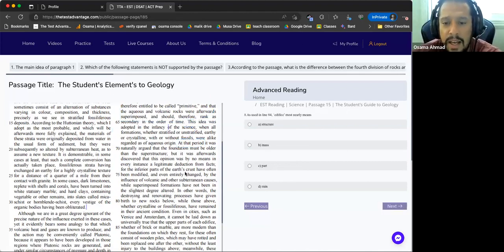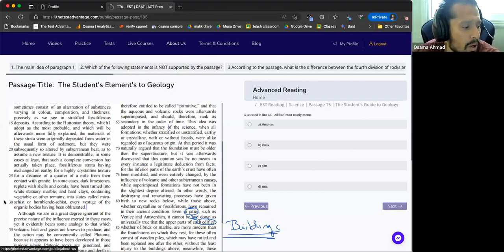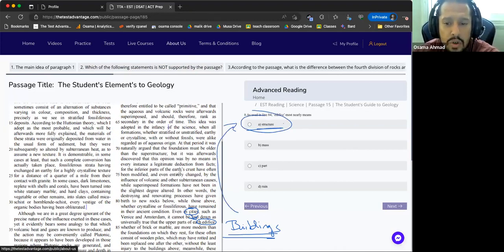Let's go number 8 again. Number 8 احنا بنتكلم عن ايه؟ في number 84. Right. بنتكلم عن the edifice, right? Or the edifice of the city. So we're talking about buildings. We're talking about buildings. So which one is the best that can work? Structure. عشان a building is a structure. صح؟ A building is a structure.